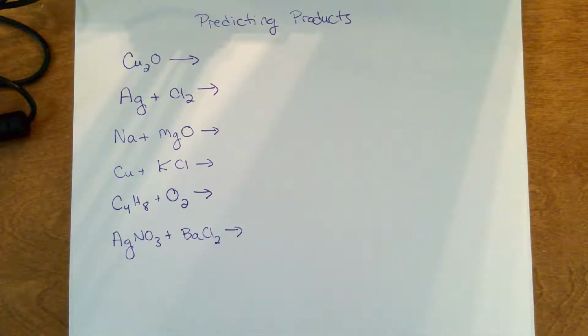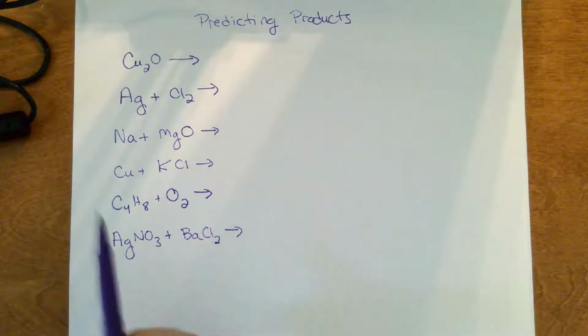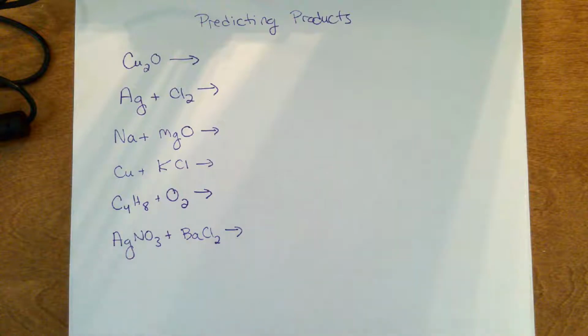The second thing is that whenever you're writing a product that's an ionic compound, you need to think about what the charges are and make sure you write the formula correctly. You can't just carry subscripts over from the reactant side to the product side, and I'll show you what I mean by that in a second. Okay, so let's take these one by one.